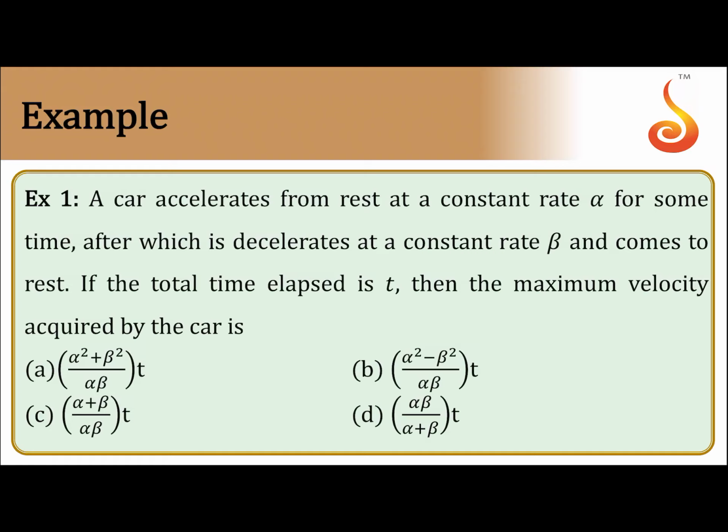Here is a problem based on a car accelerating and decelerating. A car accelerates from rest at a constant rate alpha for some time, after which it decelerates at a constant rate beta and comes to rest. Total elapsed time is t, then the maximum velocity acquired by the particle is.